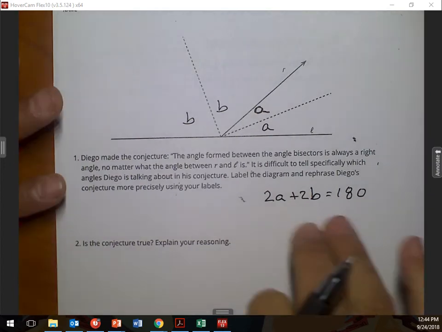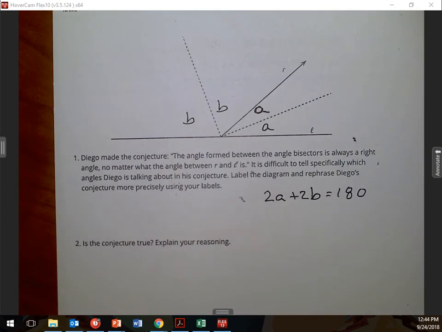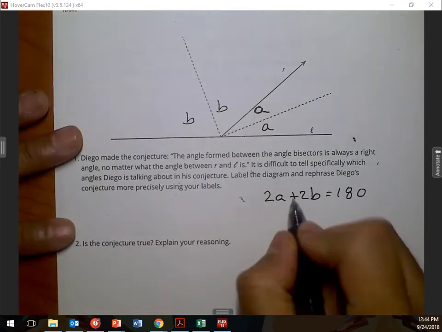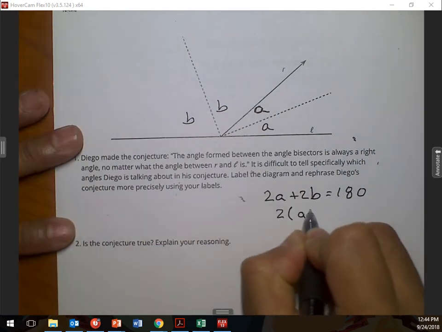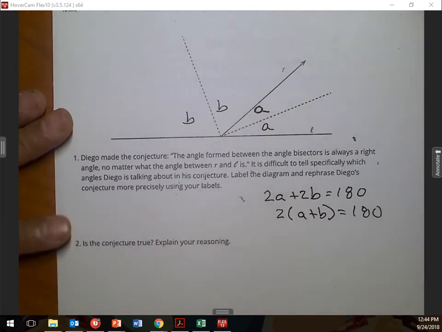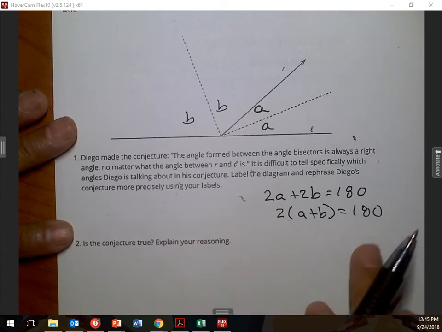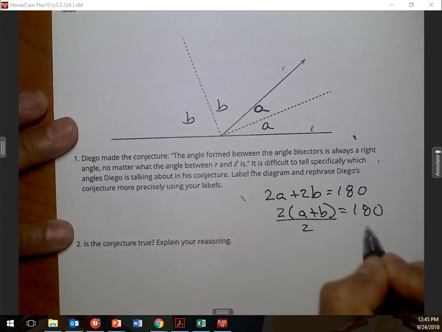Yes. Now, algebra. Do they both have a common factor? Yes, they both have a 2, so can I take a 2 out? Yes. So I'm going to go 2 parentheses A plus B equals 180, right? You can't combine them. I'm not combining them. I factored out a 2, so I undistributed. Is that better? Okay, so now I'm going to divide both sides by 2.